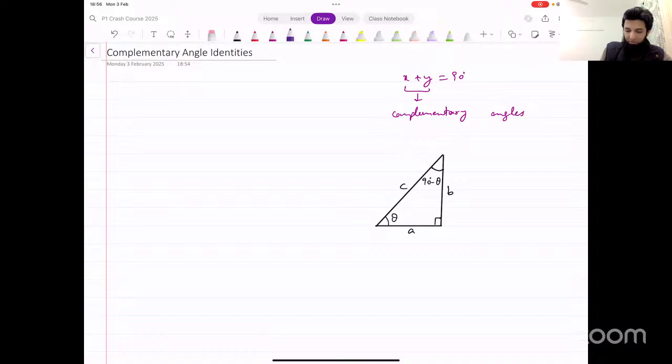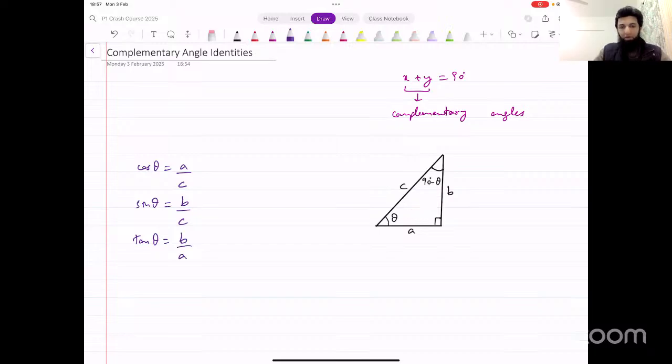Now, if we find sine of, or let's say cos of theta, what is that going to be? Cos of theta, A over C. Cos theta is A over C. Adjacent over the hypotenuse. Sine of theta, that's opposite over hypotenuse. That would be B over C. And tan theta, that would be opposite over adjacent, which is B over A. Okay. So these are cos, sine, and tan.